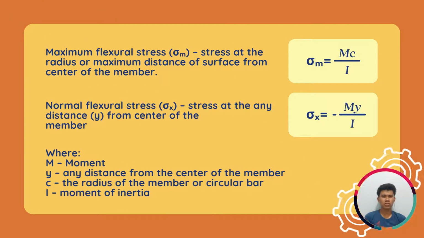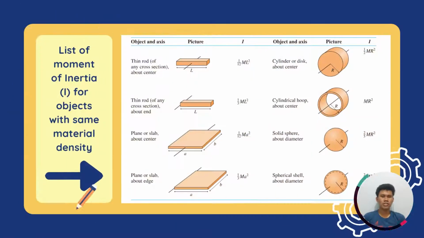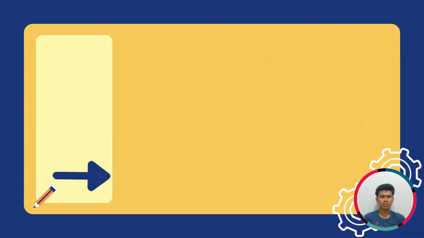The maximum flexural stress is the stress at the radius or maximum distance of the surface from the center of the member. It is equal to Mc over I, and the normal flexural stress at any distance from the center of the member is equal to negative My over I, where M is the moment, y is any distance from the center of the member, c is the radius of the member or circular bar, and I is the moment of inertia. So here is the list of moment of inertia for objects with the same material density.